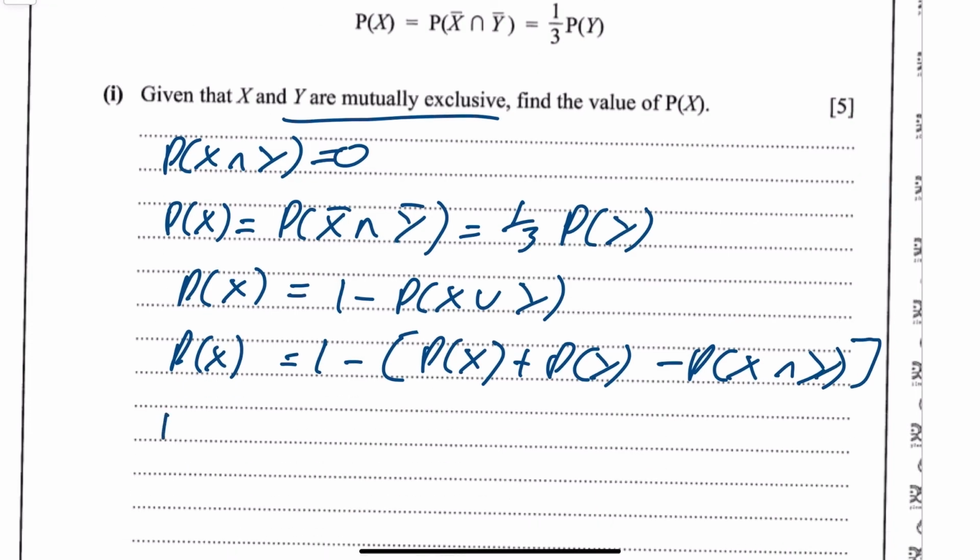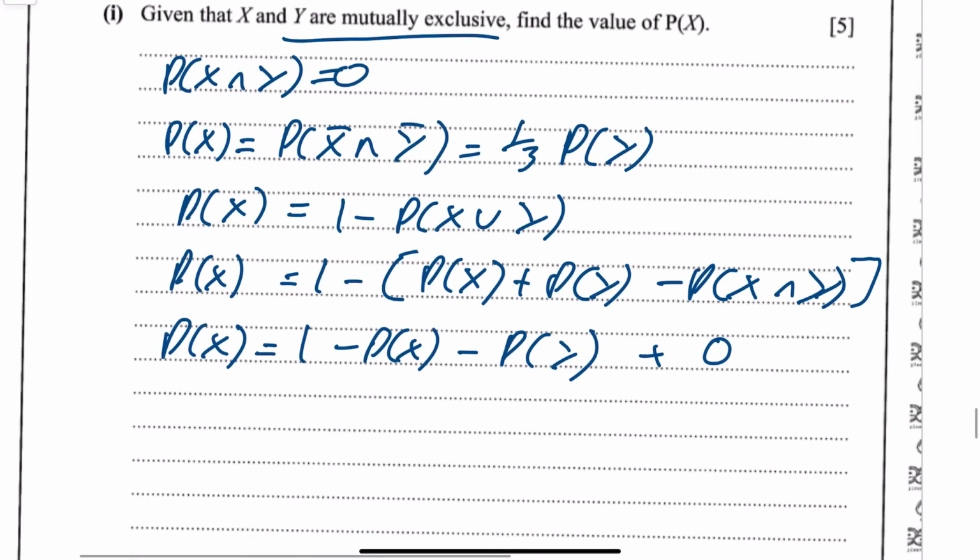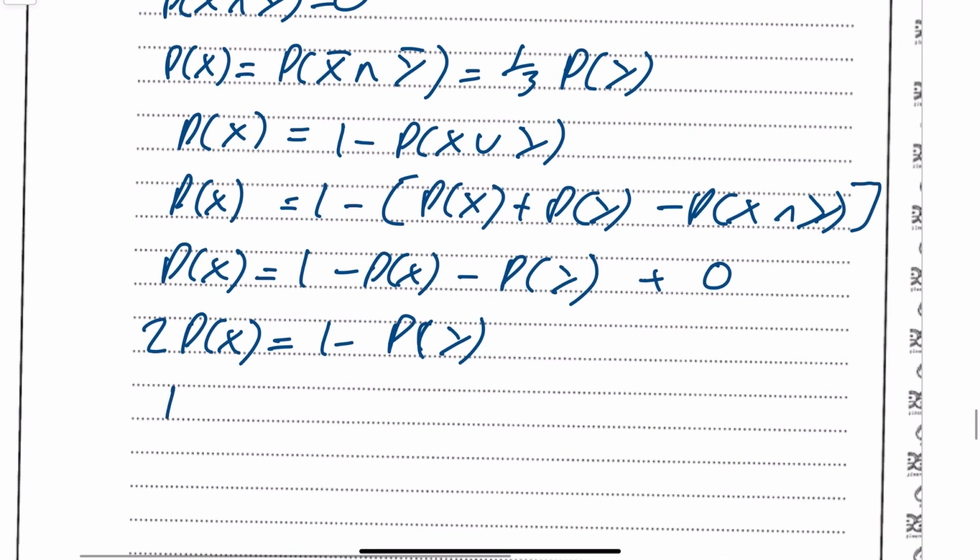And then we'll just tidy it up. That's probability of X is equal to 1 minus the probability of X minus the probability of Y, and then plus 0, because that thing is 0. Bring all the probability of X's to one side, you'll have 2 probability of X's is equal to 1 minus the probability of Y. We'll bring that 2 across, and it becomes a half. So a half times 1 is a half, and then minus a half times your probability of Y.